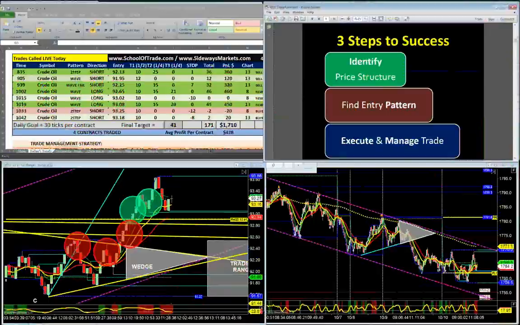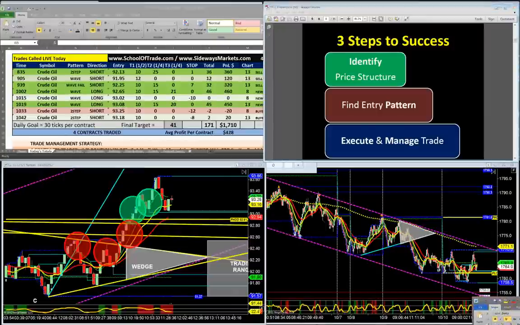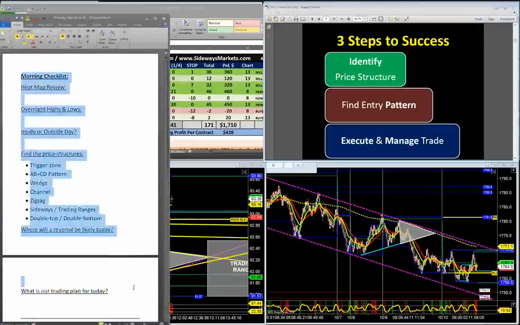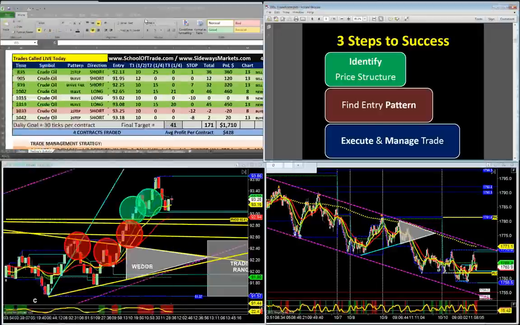I used a checklist today, and this checklist made my job easy. This checklist walks me right through exactly what I did today to find all the price structures, and you're going to have that checklist as a member. It's always improving. Guys, there's a wealth of information out there available to our members in our advanced course, and I'm excited to share it with you as a brand new member.